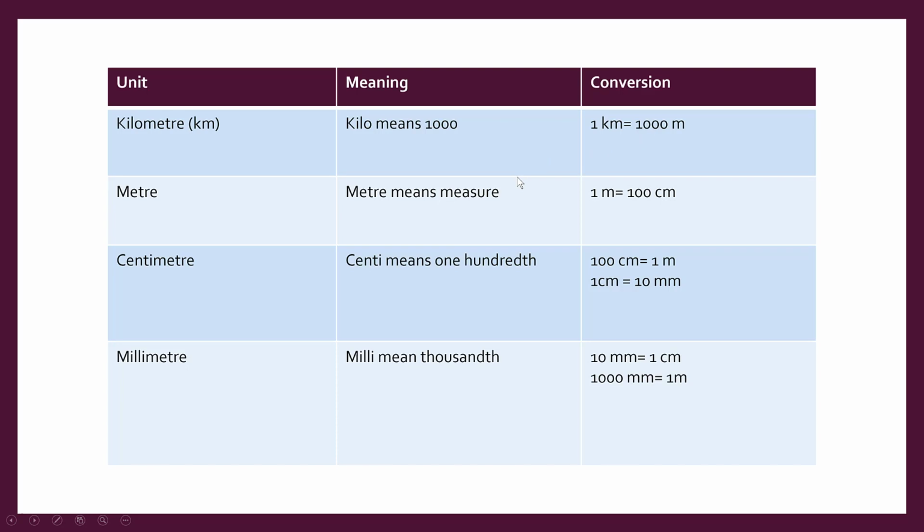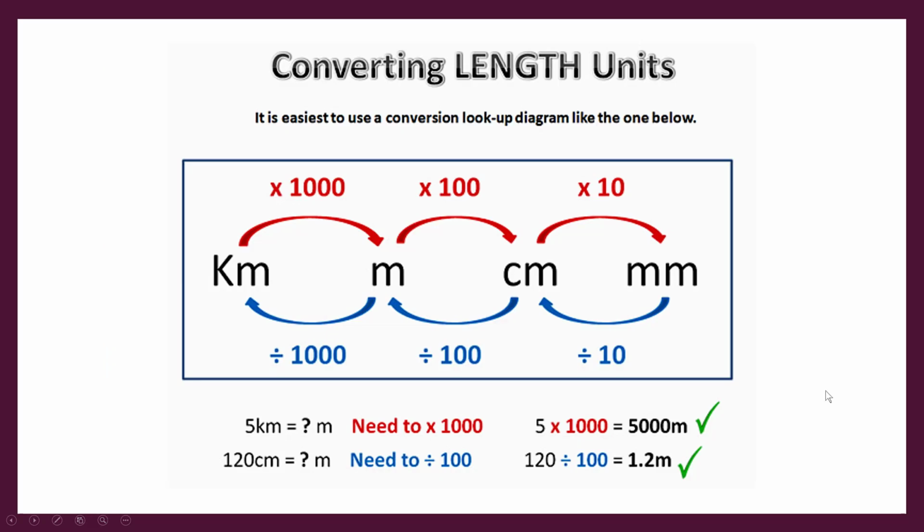Meter means measure, so 1 measure, which is 100 centimeters. A centimeter means 1/100th, so that means 1/100th of a meter, meaning 1 meter has 100 centimeters. A millimeter, milli means thousandth, so that means there are 1,000 millimeters in 1 meter.